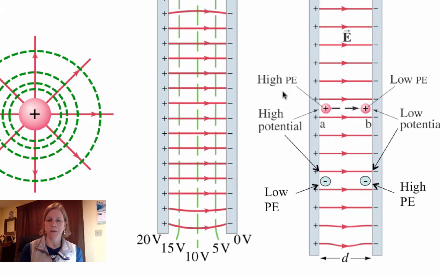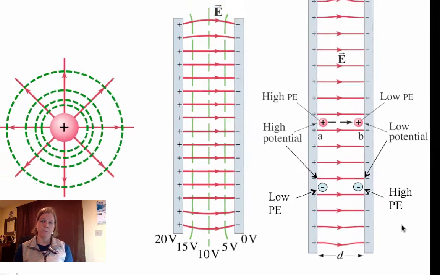That's a region of high potential energy. You place a negative charge near the positive plate, it would be attracted to the positive plate, so that's a region of relatively low potential energy. In contrast, you place a positive charge near the negative plate, that's a region for the positive charge of relatively low potential energy. It's attracted to the negative plate. You place a negative charge near the negative plate, likes repel, and that's an area of high potential energy.